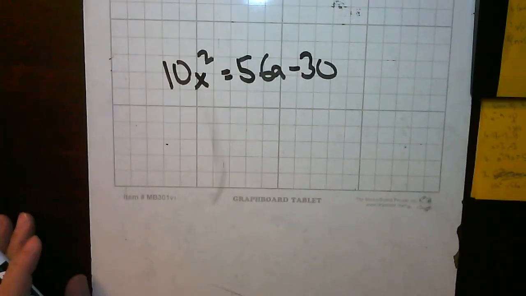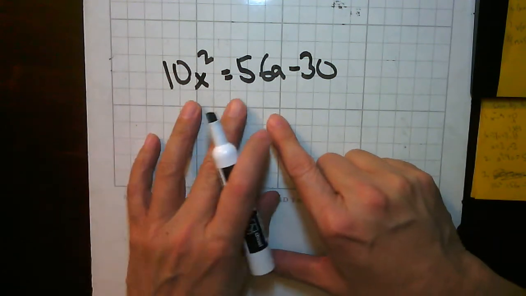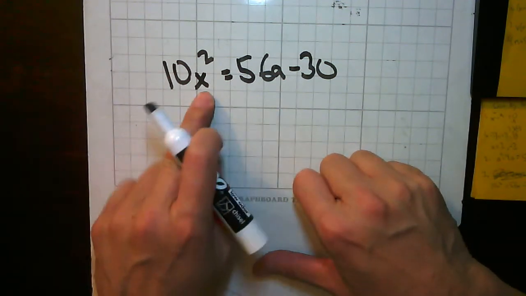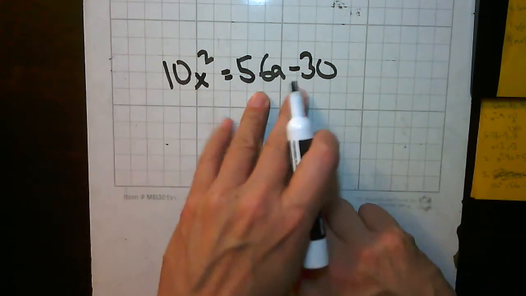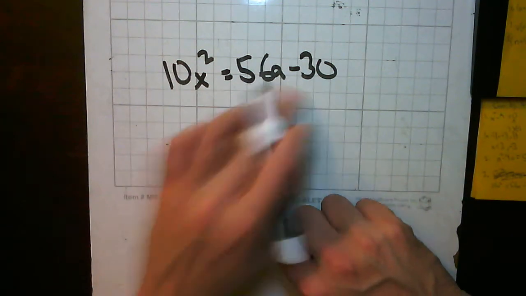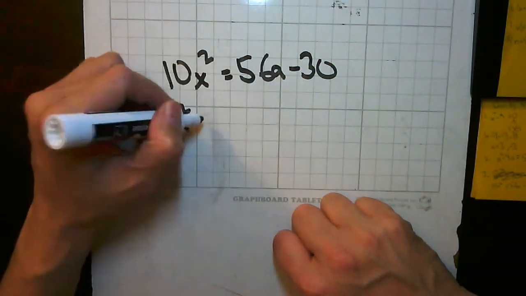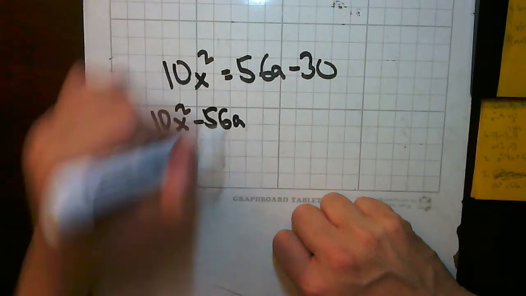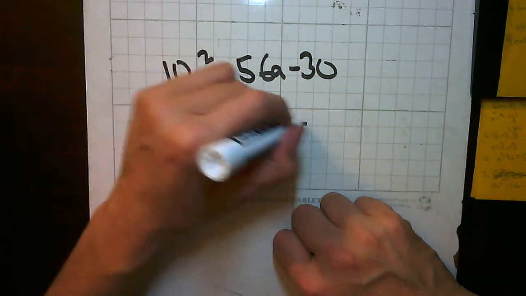All right. Here's the last problem I'm going to do for this video. In this case, again, I have a quadratic. I'm expecting two solutions. I'm going to make one side 0. I like keeping the x squared positive. So I'm going to move these over to the left. So now we have 10x squared. This becomes minus 56x if you subtract it from both sides. And we're going to add 30 to both sides here.